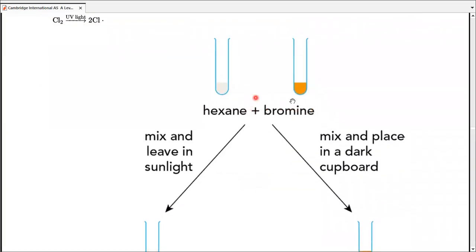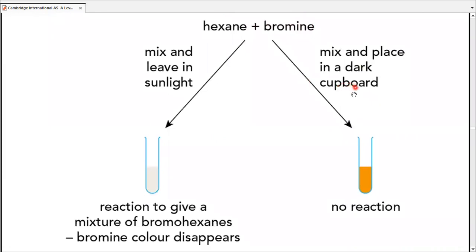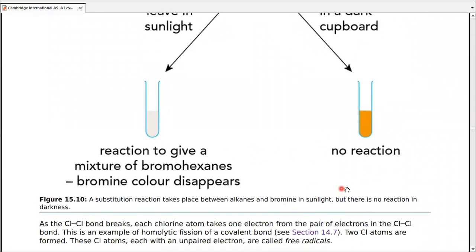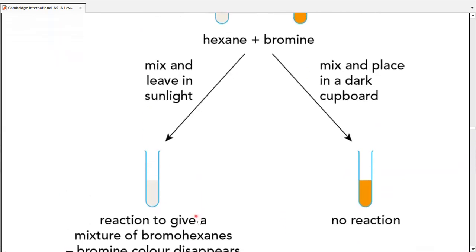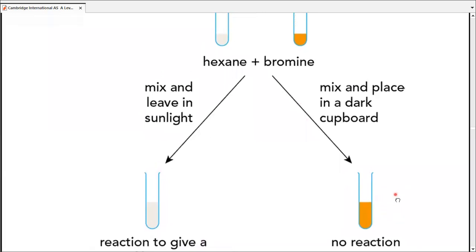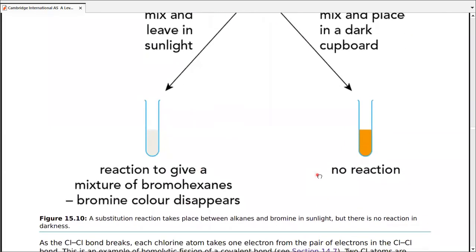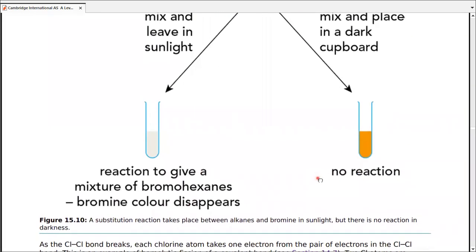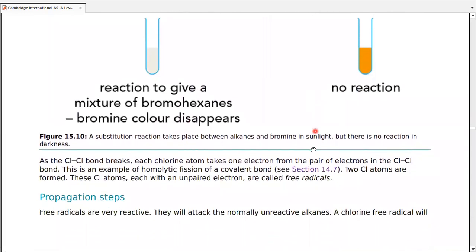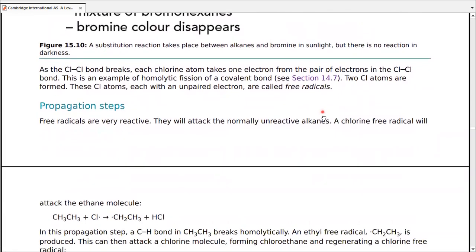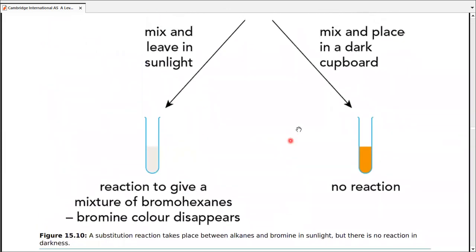Okay. Hexane and bromine mixed and left in sunlight, and mixed and placed in a dark cupboard, gives you a very good idea. The reaction gives a mixture of bromohexanes and the bromine color disappears, while in the dark the bromine still has its color. This gives you an idea that the reaction is going to happen in sunlight and will not happen in the dark. But that only goes for chlorine and bromine.